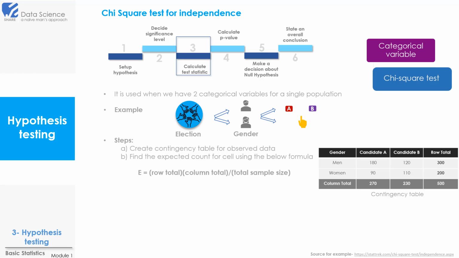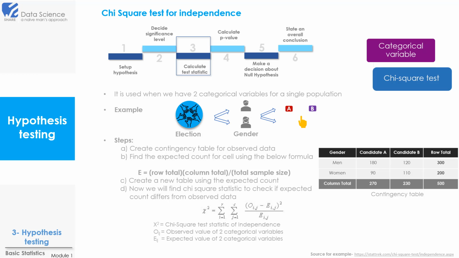Then the next step is to find the expected count. The expected count is given as row total multiplied by column total and divided by total sample size. Once we have calculated the expected count, we will create a new table using the expected count. After that, we will use the chi-square statistic, x square, to check if the observed data differs from the expected count. The formula for chi-square statistic is shown here. Here Oij is the observed value of two categorical variables and Eij is the expected value of two categorical variables.